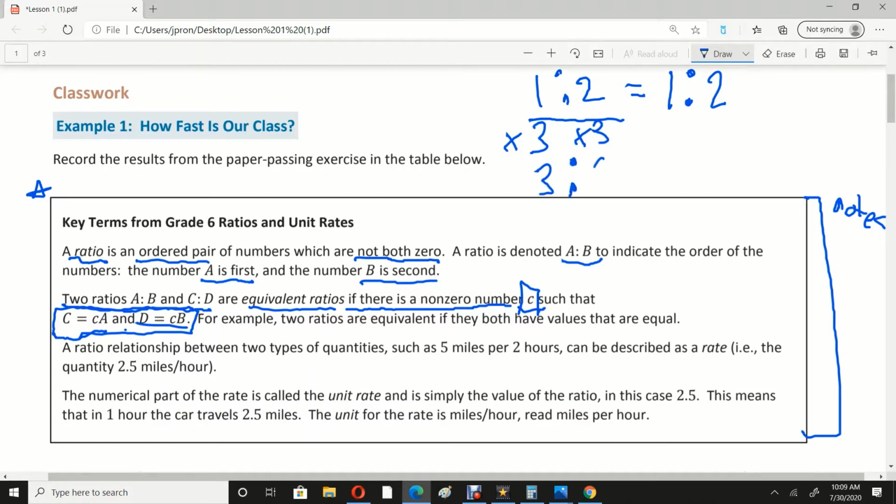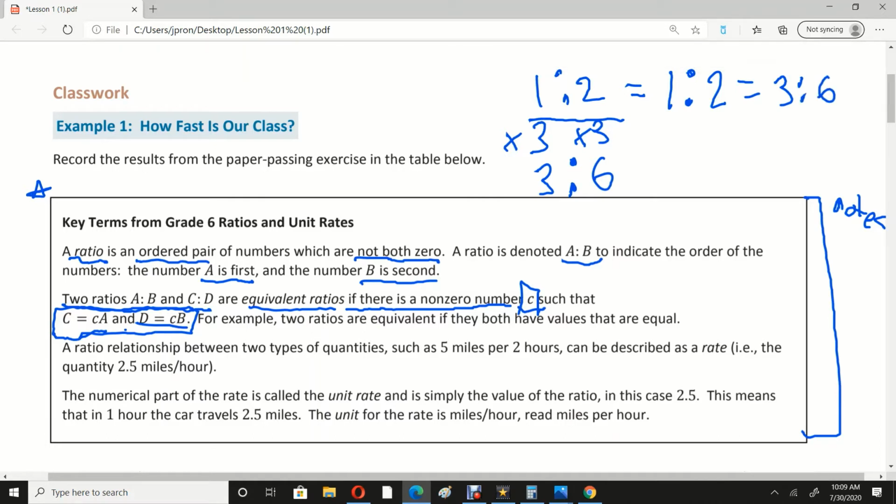2 times 3 is 6. So 1 to 2 is equivalent to a ratio of 3 to 6, right? And it's similar to the way fractions work. They're not exactly the same, but in this way, equivalent ratios are similar to equivalent fractions, right? If you multiply both parts by the same number, they will become equivalent. All right, and this will become apparent as we go throughout the lesson.